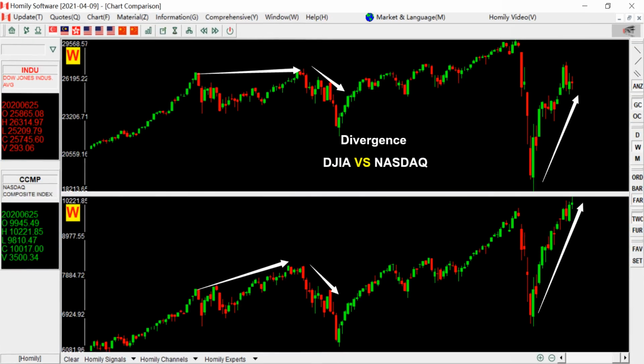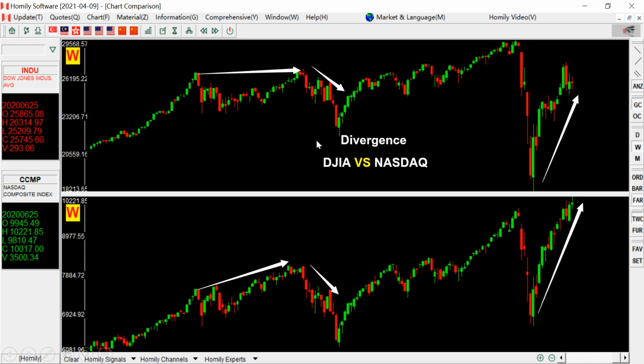So we can see this is the weekly chart. Last time, around October 2018, before the correction, here we can see the Dow Jones Industrial Average could only touch the previous high, but the Nasdaq had already hit a new high, and every week hit a new high. So we are sure in this period the Nasdaq was much stronger than the Dow Jones.